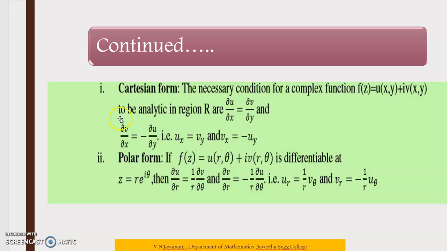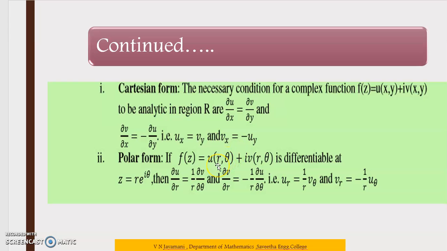So now the Cauchy-Riemann equation is continued. It is in the Cartesian form. The Cauchy-Riemann equation is the necessary condition for the complex function f of z is equal to u of x comma y plus i v of x comma y to be analytic in a region capital R: dou u by dou x is equal to dou v by dou y, and dou v by dou x is equal to minus dou u by dou y. That is, in simple notation, ux is equal to vy and vx is equal to minus uy.